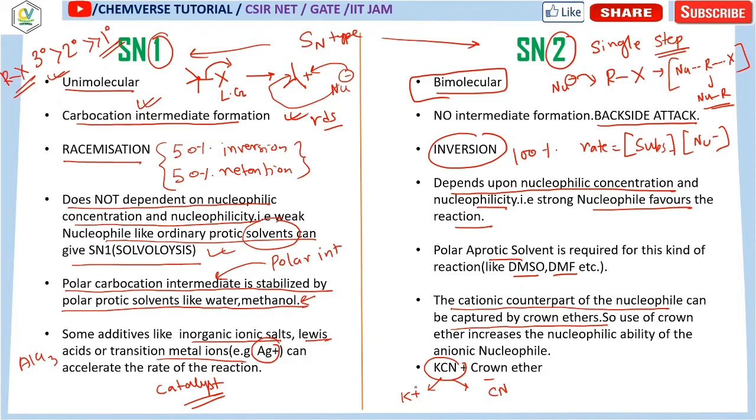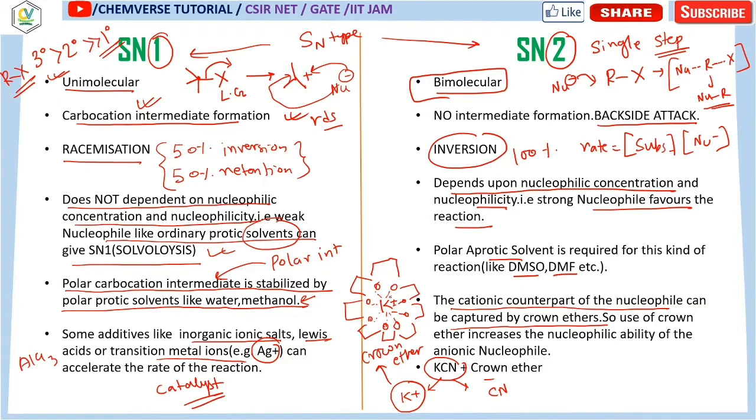Now what you can think is that this K plus can be captured by crown ether. You know what the basic structure of a crown ether is? It is basically a cyclic polyether like this, and there will be joining between them, so it will be something like this. I am just giving you an elementary drawing. Inside this cavity it can bind with potassium plus or sodium plus. This kind of alkali metal can be captured by this kind of crown ether.